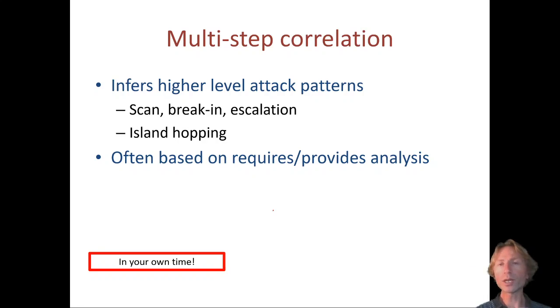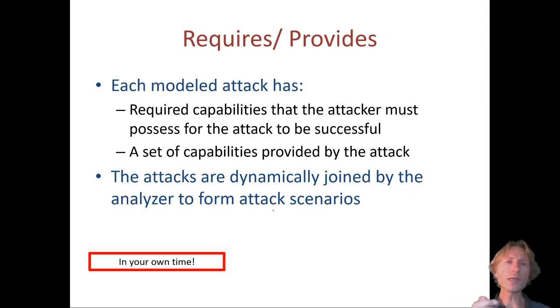The attacker was doing a reconnaissance of the network, found the machine that ran a vulnerable version of, I don't know, Apache or Nginx, got onto that machine, elevated its privileges, and then tried to attack some other machine, right? So that's a much higher level picture of what is going on and a much more interesting one. And the way you can do that is by means of a requires provides analysis.